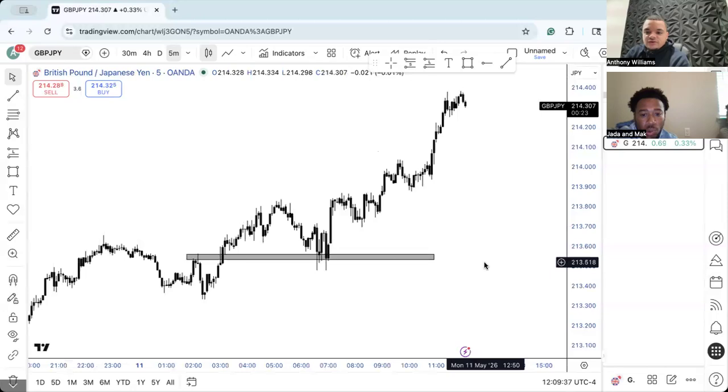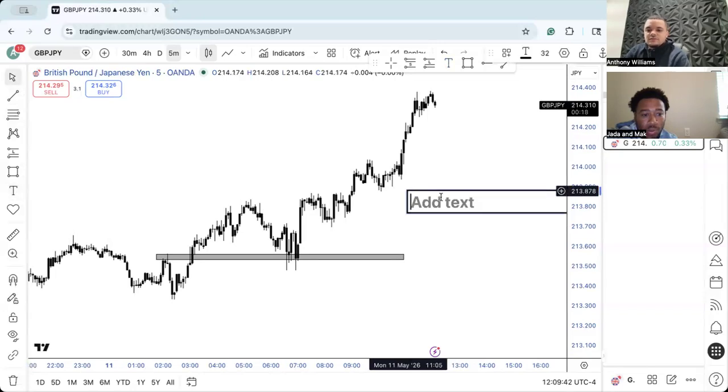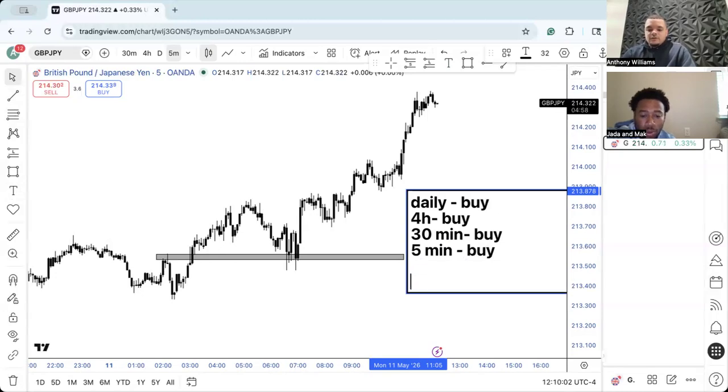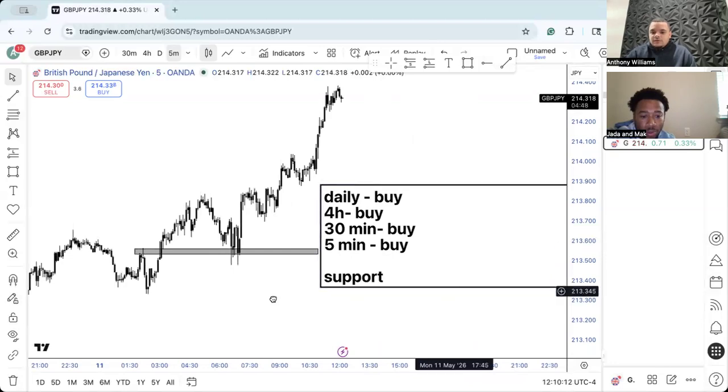So since you do everything on the 5 minute, support and resistance, you only buy with support. Like here, let me make this smaller.